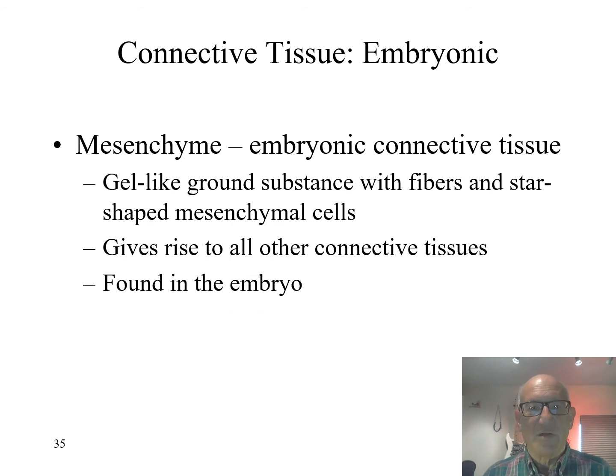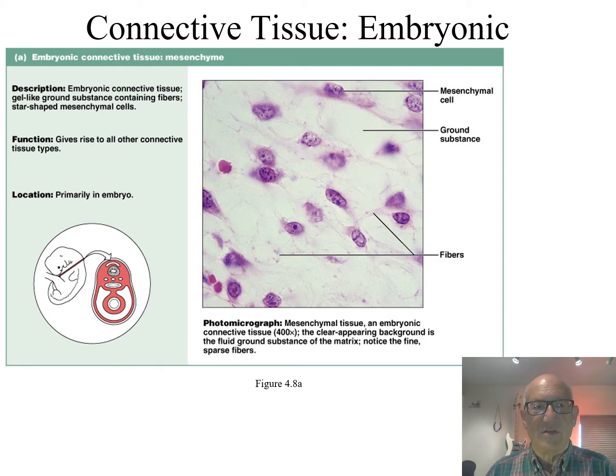As we talked about earlier, all connective tissue comes from mesenchyme embryonically. Mesenchyme has a gel-like ground substance with fibers and star-shaped mesenchymal cells. It gives rise to all other connective tissues and is found in the embryo. This is one of the original kinds of stem cells. And here we see mesenchyme. You can see the cells are very sparse, and the ground substance is mostly fluid or space.